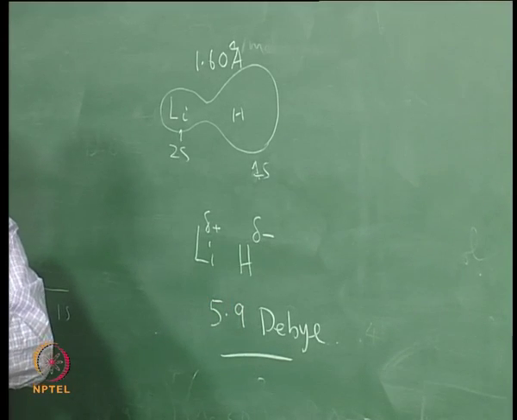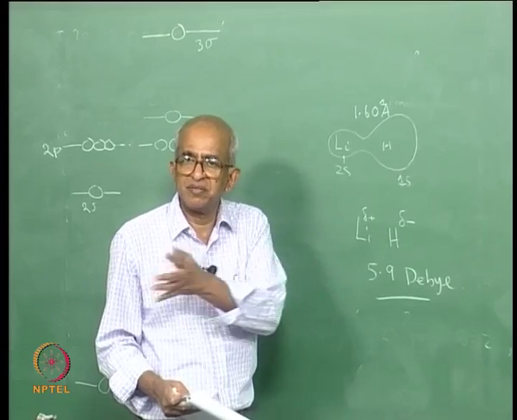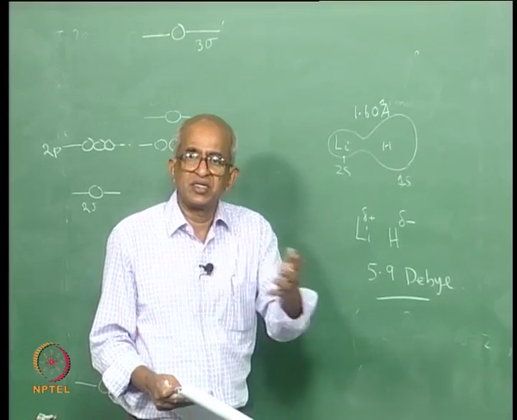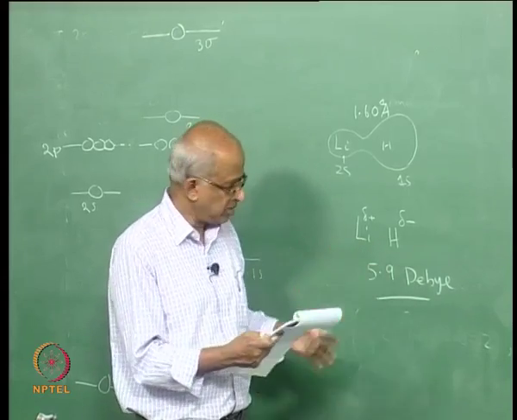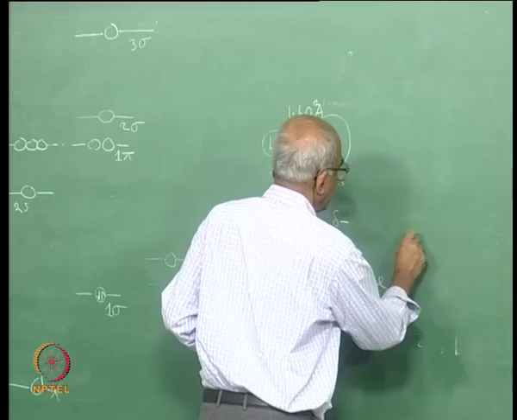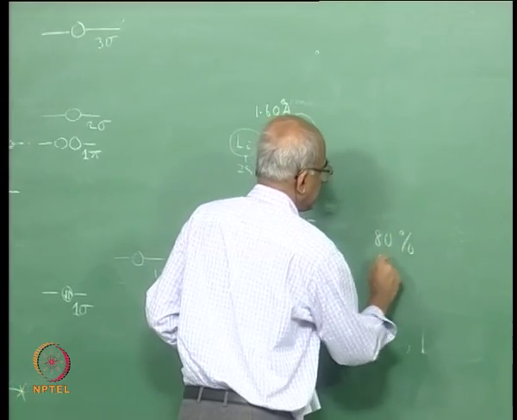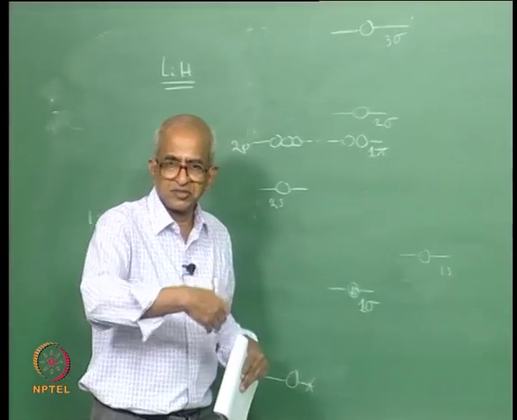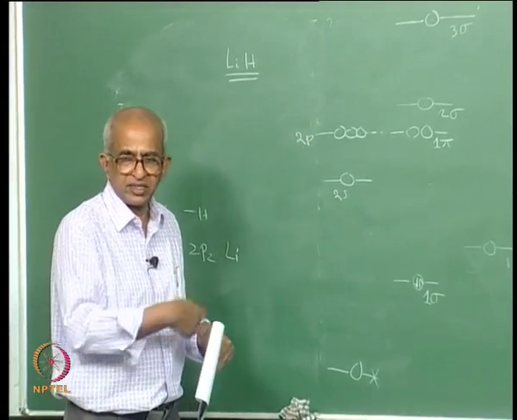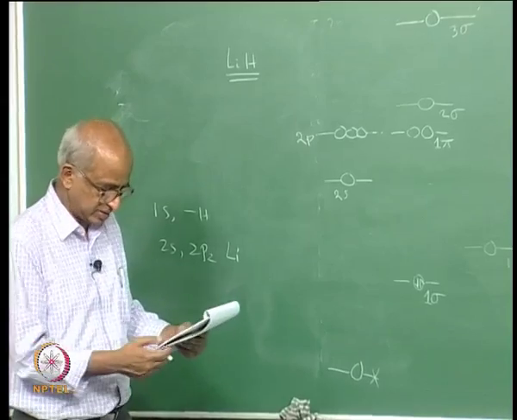So, the bond is actually almost ionic. What do you mean by ionic bond? Ionic bond is a situation where charge is transferred from one of the bonding species to the other, and there is almost 80% ionic nature as far as this bond is concerned. Sizable charge transfer is there from lithium to the hydrogen, and that is why you say it is ionic.